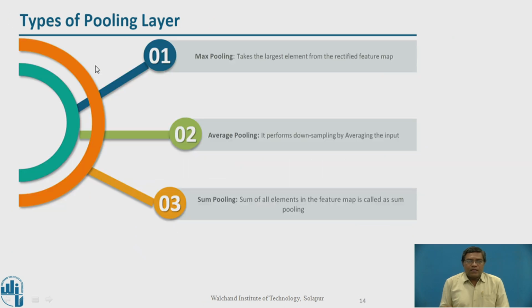We have three types of pooling layer. Max pooling is used for finding the largest element from the rectified feature map. Average pooling finds the average of the input values present in that region. Sum pooling performs the summation of all the elements in the feature map.